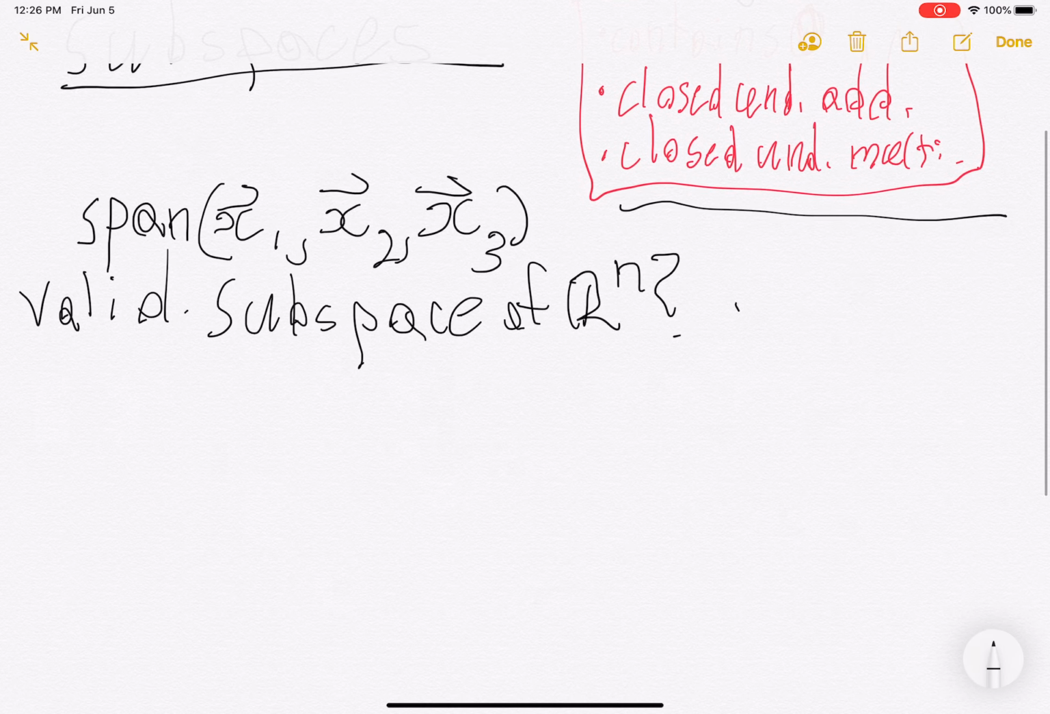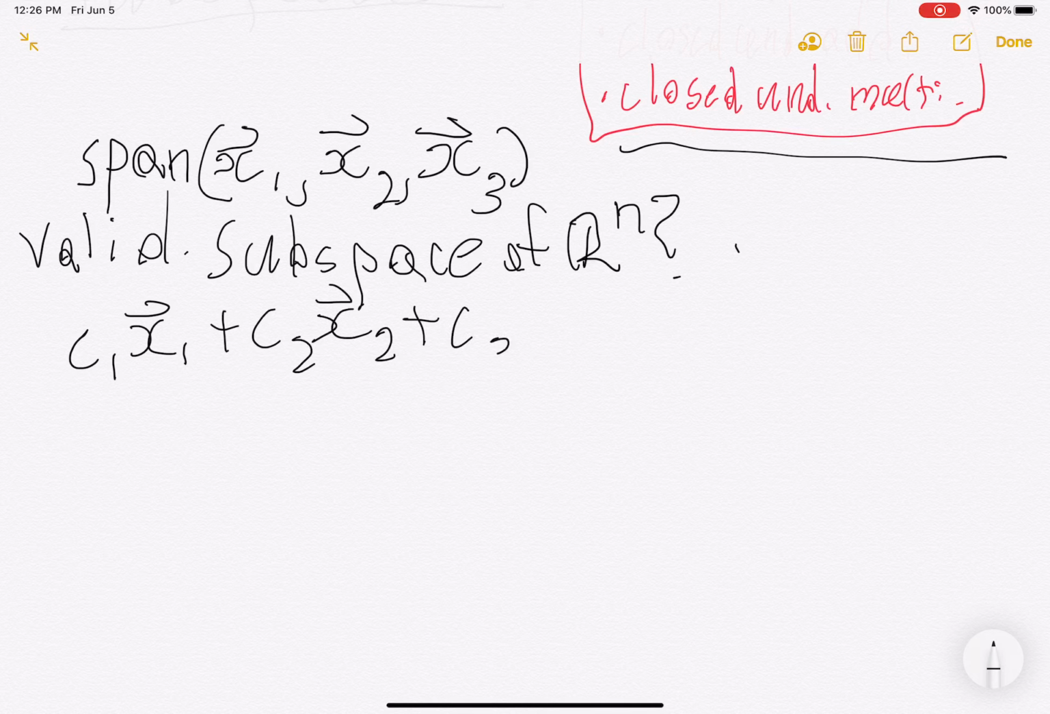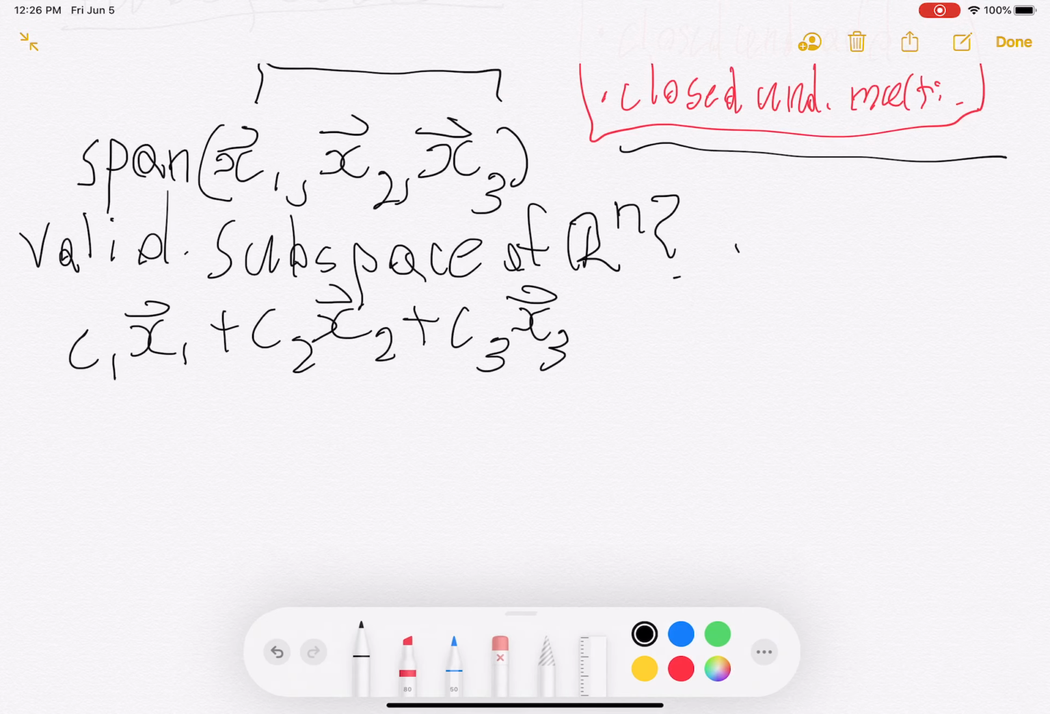Okay, well, we can quickly rewrite this as some constant c1 times x1 plus c2 times x2 plus c3 times x3. Right, and this is just a basic notion of span. Span is all the linear combinations of these three vectors here, or whatever is inside of these brackets here.